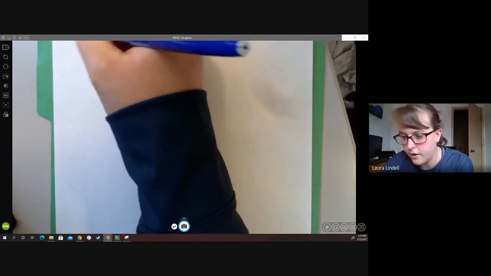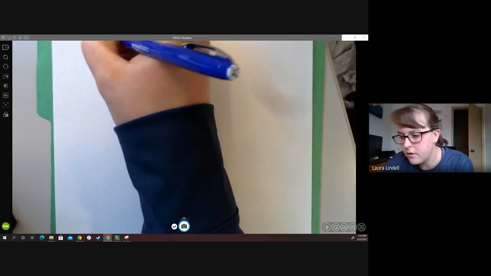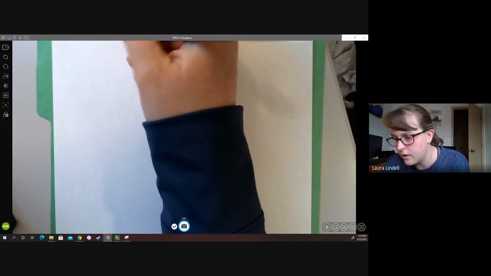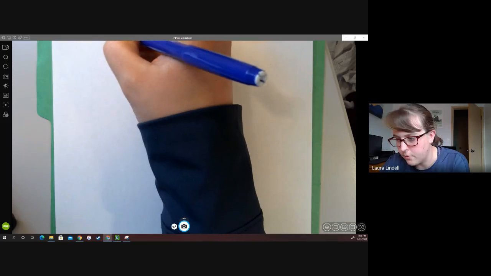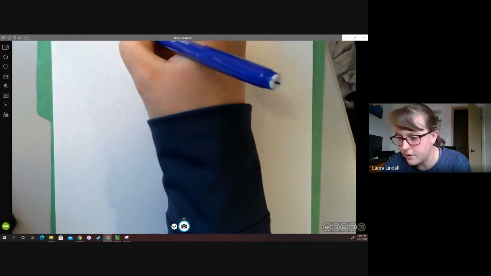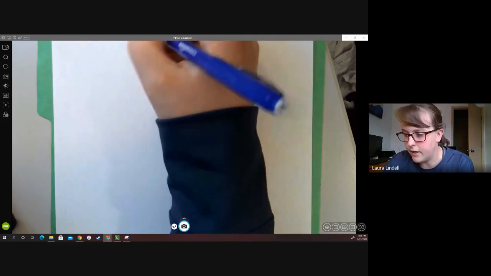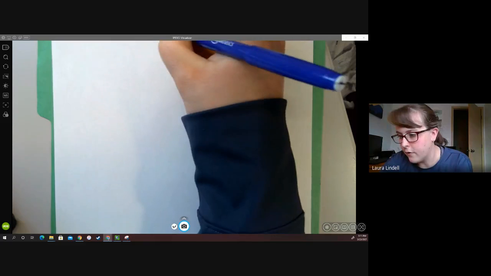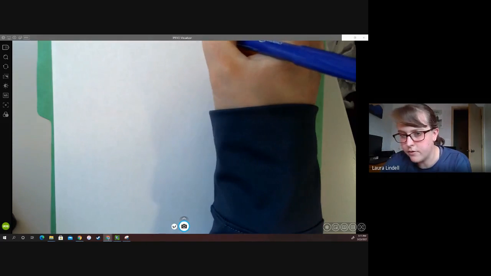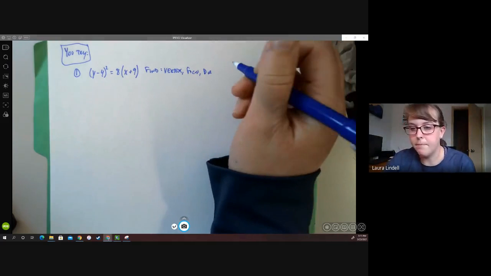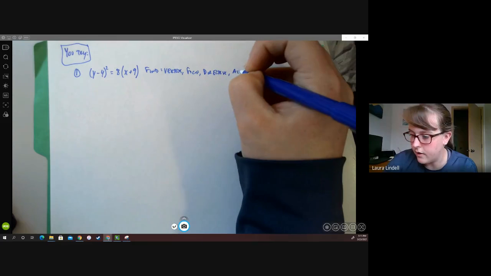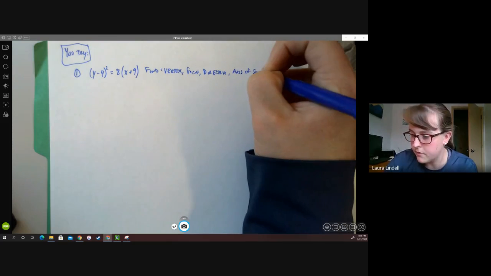All right, so the first one, we have (y minus 4) squared equals 8 times (x plus 9). And I would like you to find the vertex, focus, directrix, and axis of symmetry.